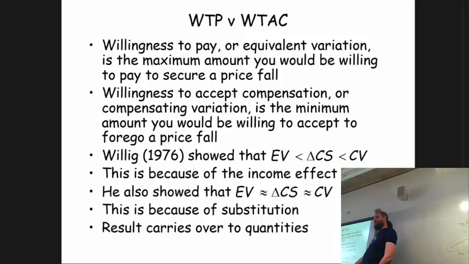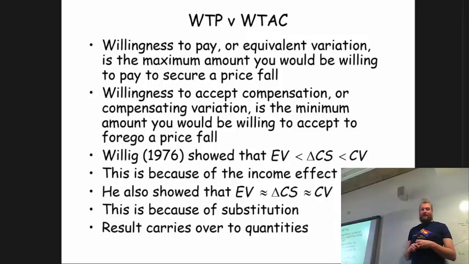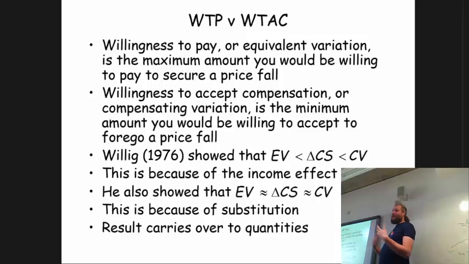This is the approximation that we usually use, and the consumer surplus is always greater than the equivalent variation, which is a technical term for willingness to pay. But Willig also shows that the three must actually be very close together. And the reason that they're not is essentially because of the income effect. So willingness to pay, you give up some part of your income to acquire something. Willingness to accept, your income essentially goes up, right?